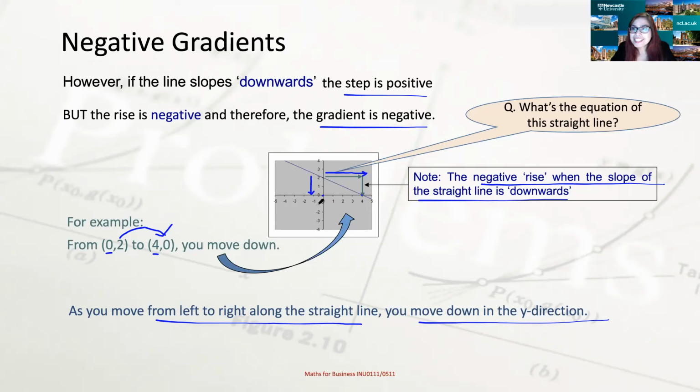So what is the gradient in this case? And what is the equation of the straight line? Good. The gradient is going down, isn't it? Well done, it's negative. So for a negative gradient, you have the line going down. And we have seen that when the line is parallel to the x-axis, the gradient is 0. And when the line is parallel to the y-axis, the gradient is undefined. It's not defined.